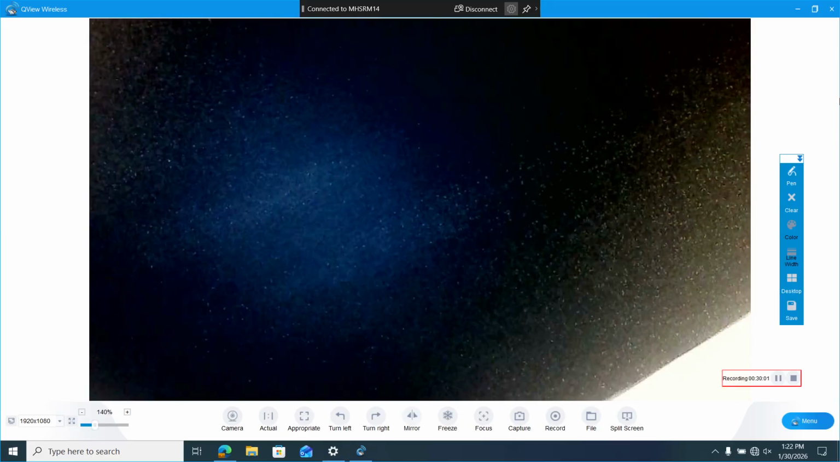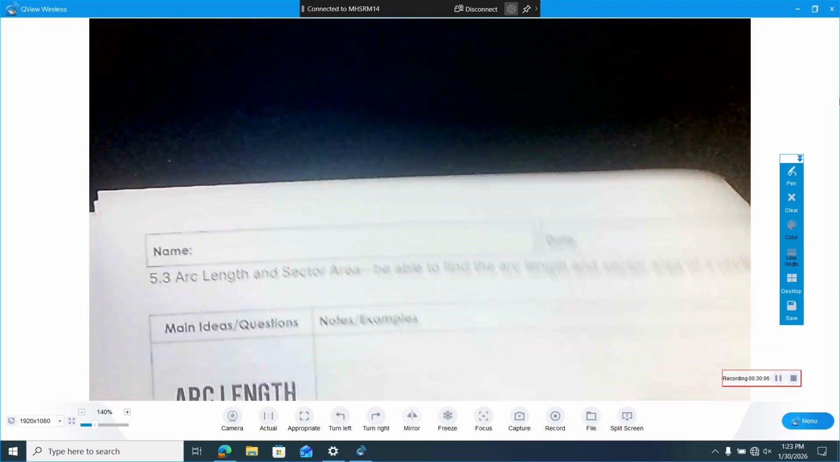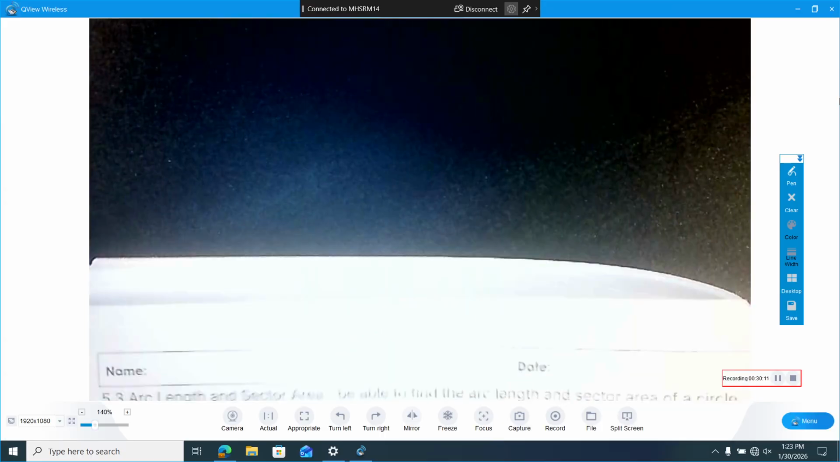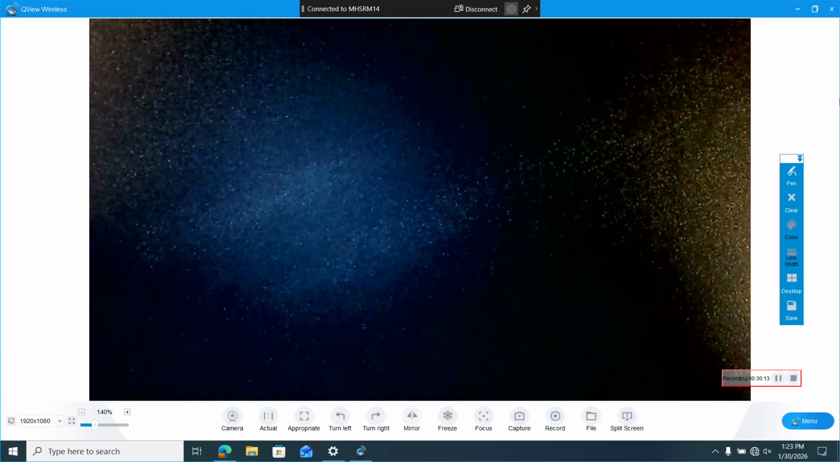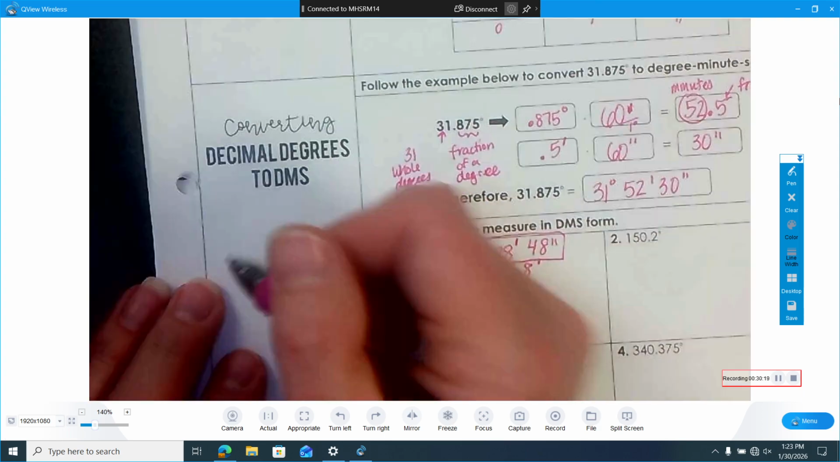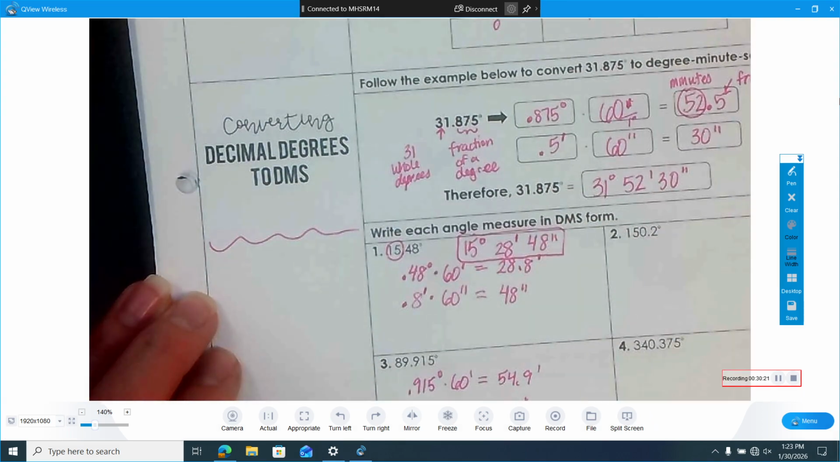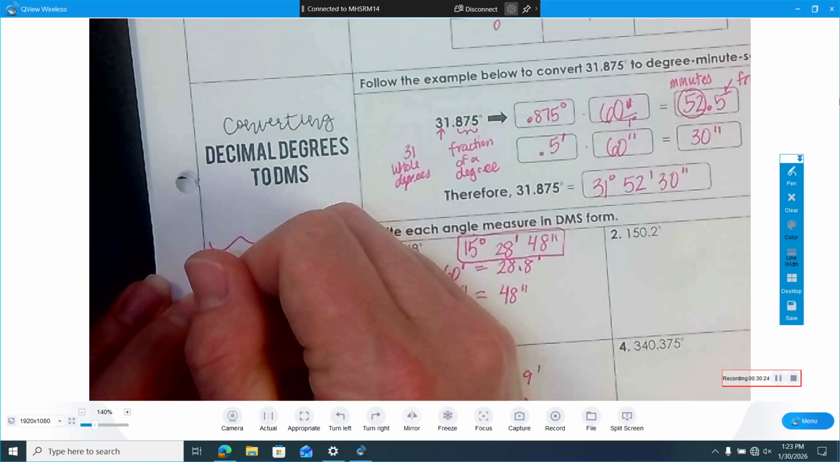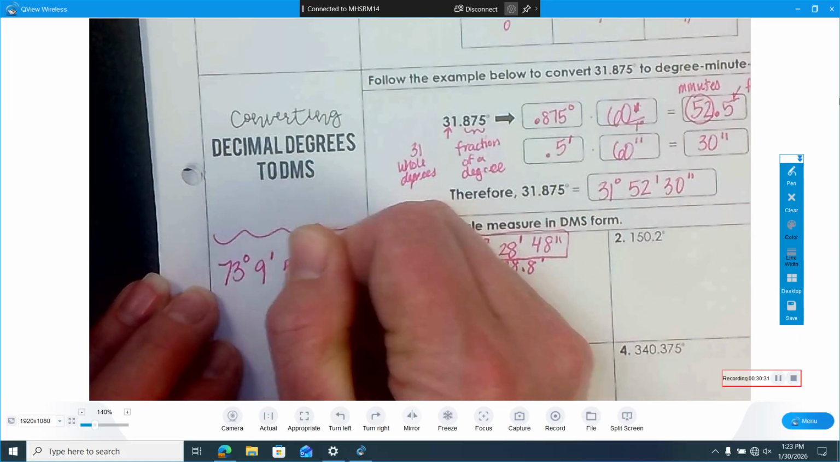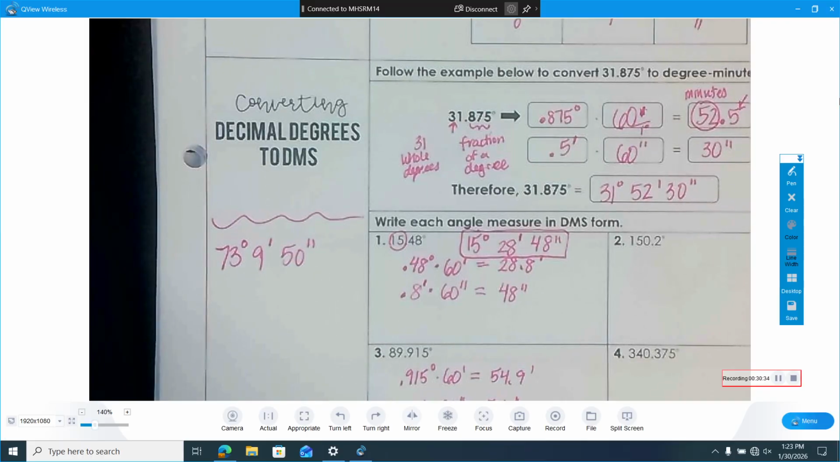What if we have to do the reverse? Oh no, I goofed, you guys. Shoot. I goofed. So what if we have to go the other way? Let's say I have 73 degrees, 9 minutes, and 50 seconds, and we want to convert it to decimal degrees.